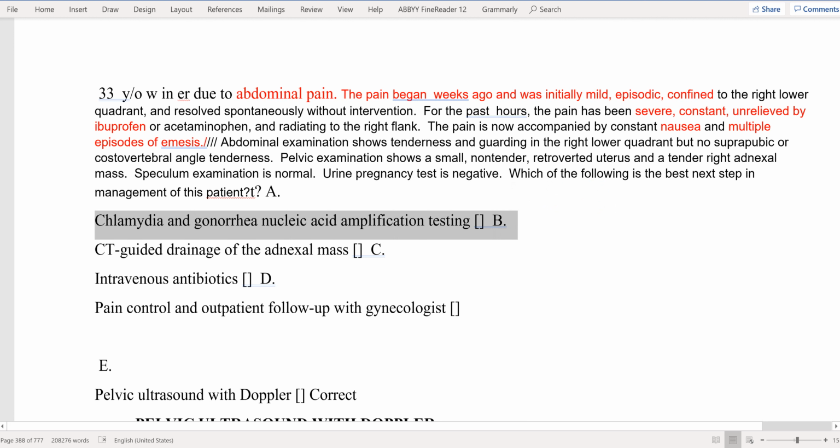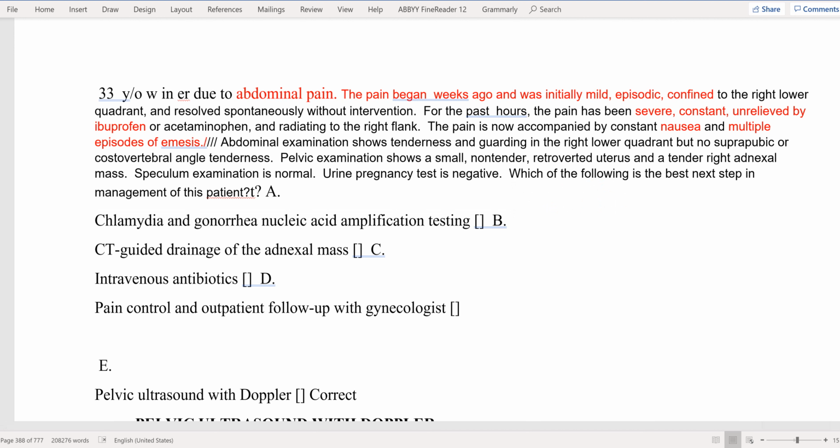Chlamydia and gonorrhea, there are risk factors which guide our conclusion, which is very important. The risk factors for chlamydia and gonorrhea are multiple sexual partners, and 15 to 25-year-old girls tend to have more sexual partners. So that's when we order chlamydia and gonorrhea, but this girl is not in that category. CT drainage of the mass, no. This is not managed by CT drainage.